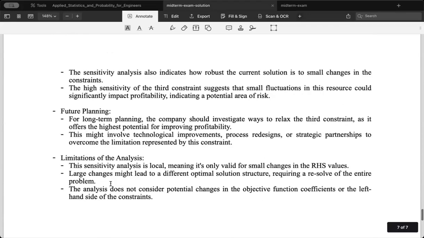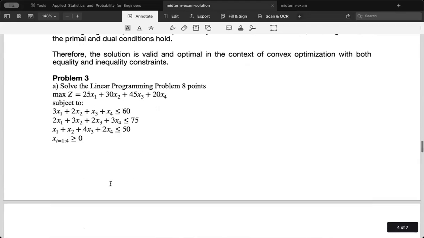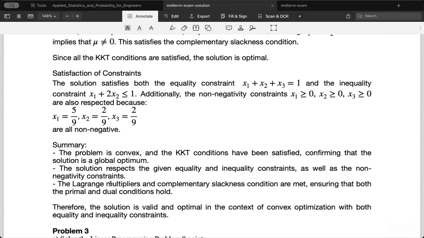So I have to check the second problem again. But don't worry if you obtain a different solution, as long as that solution satisfies the constraints, it should be okay. The KKT condition, it should be okay.